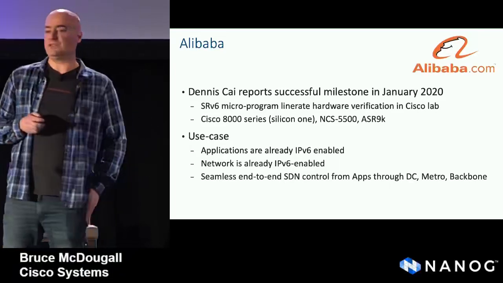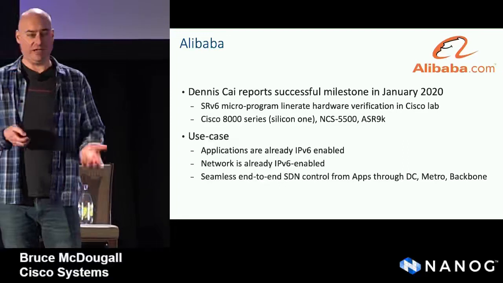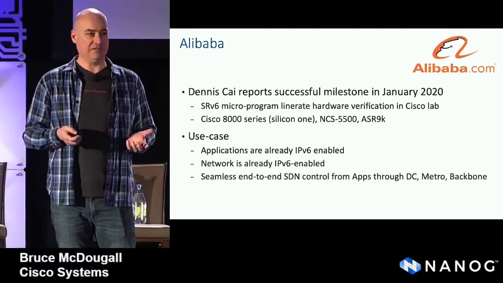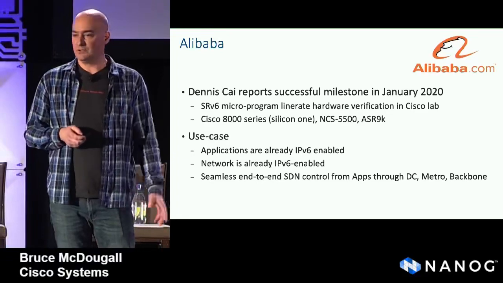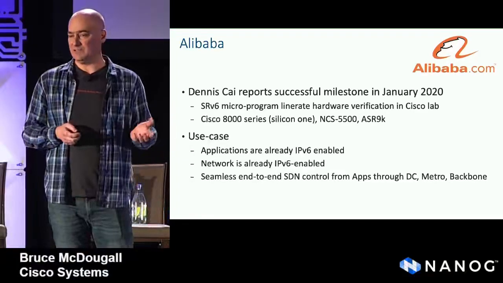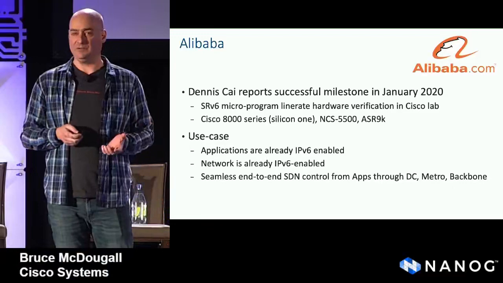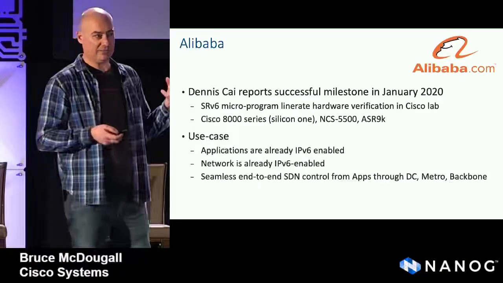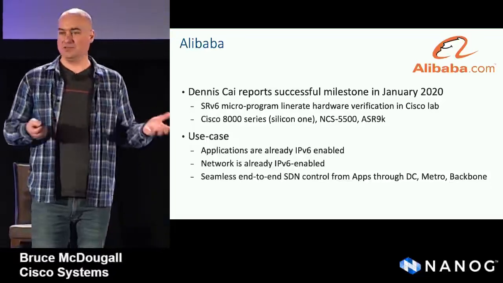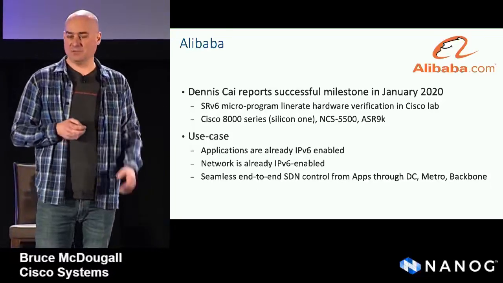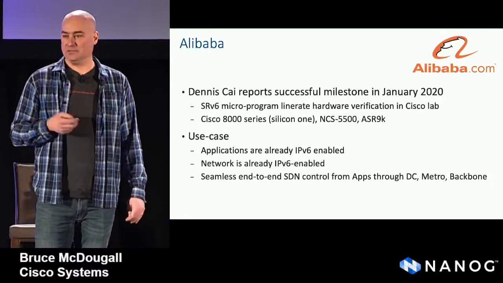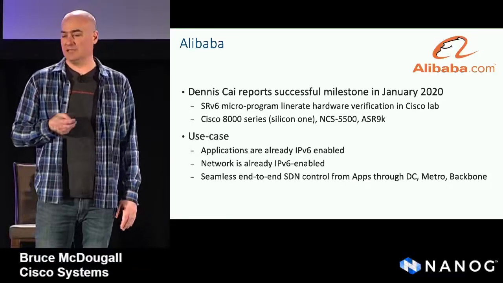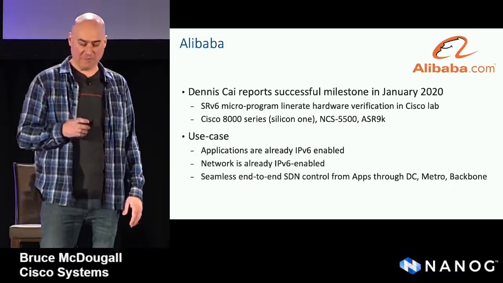Alibaba's use case is essentially end-to-end SDN control of a common IPv6 forwarding plane. The applications are already IPv6 enabled, and the network is IPv6 enabled. As the previous slide described, they perform the encapsulation at the host itself within their stack, so they control the encapsulation point. This gives them a single data plane to operate end-to-end across their network, which is very powerful.